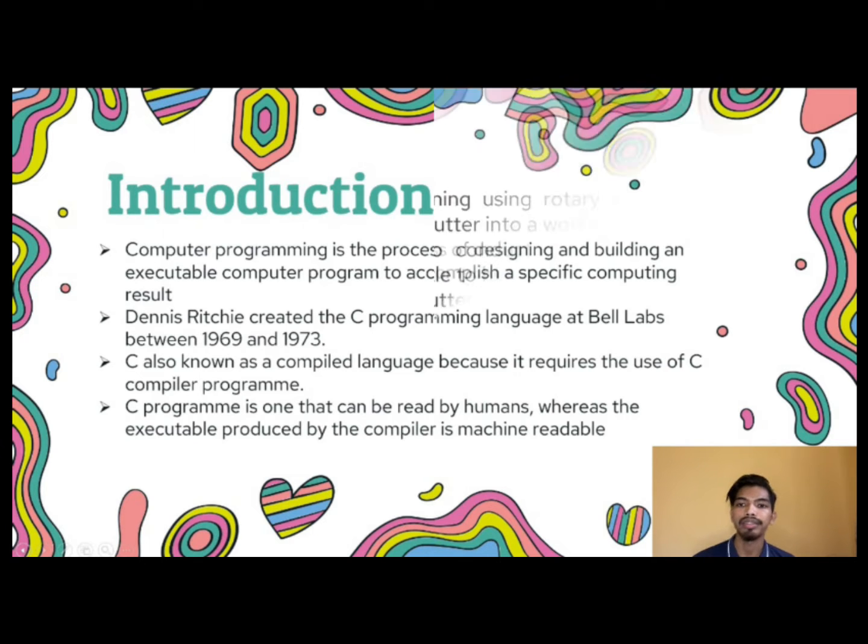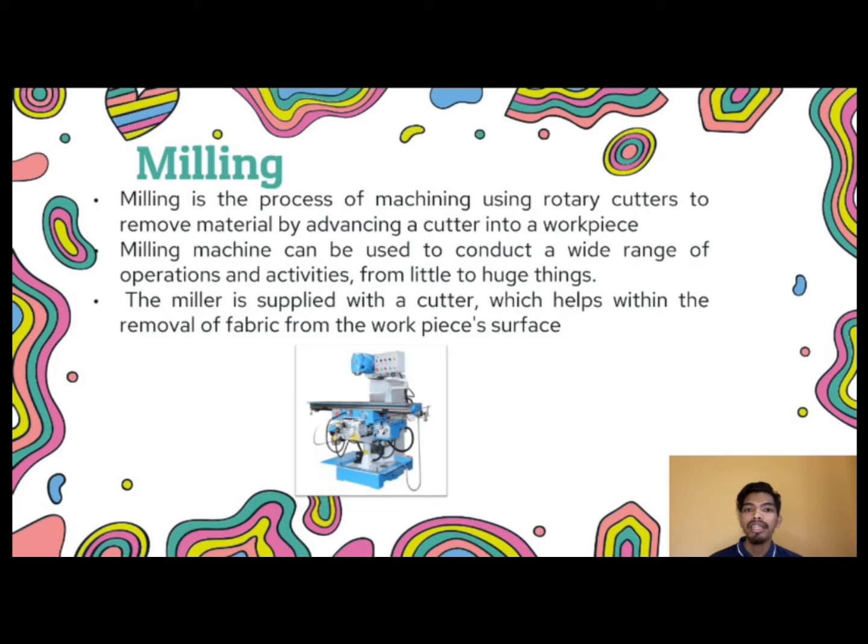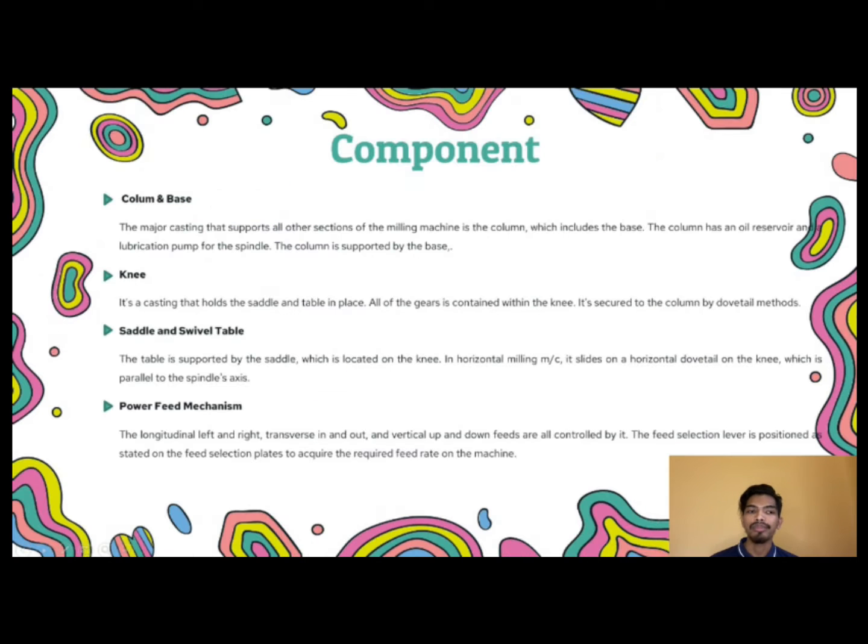machine readable. Milling machine. Milling is the process of machining using rotary cutters to remove material by advancing a cutter into a workpiece. A milling machine can be used to conduct a wide range of operations and activities, from little to hard things. The miller is supplied with a cutter which helps with the removal of material from the workpiece surface.